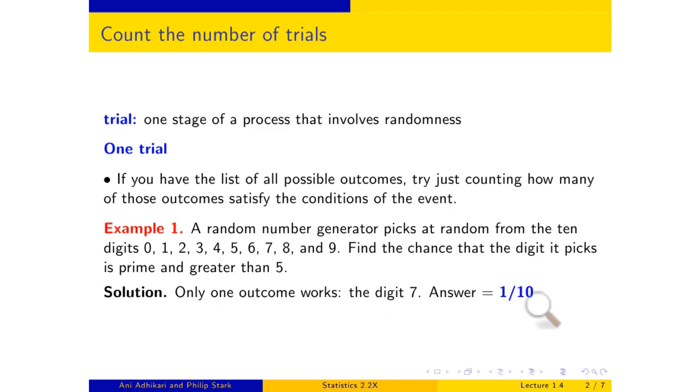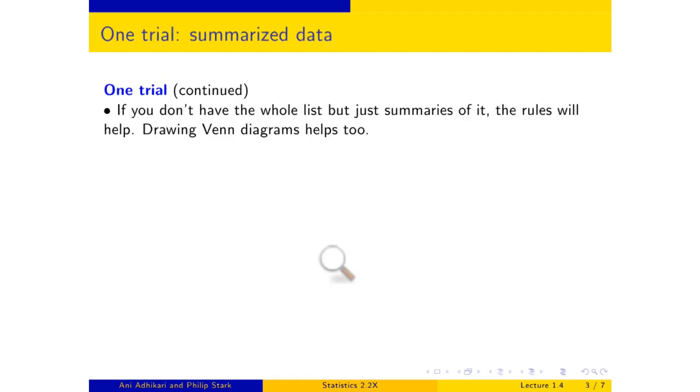Look, no rules. Well, there are rules in the background, but you don't have to do any formal application of a rule. So if you have the whole list of outcomes, just please stare at the outcomes and just count which ones satisfy the conditions. Now, sometimes the list is long enough that you don't have it all, you have it in a summary form. In that case, the rules do help. What really helps, for me, is the Venn diagrams, drawing pictures.